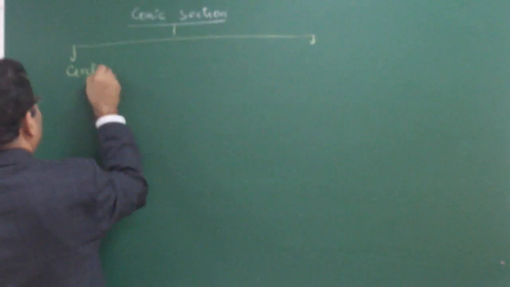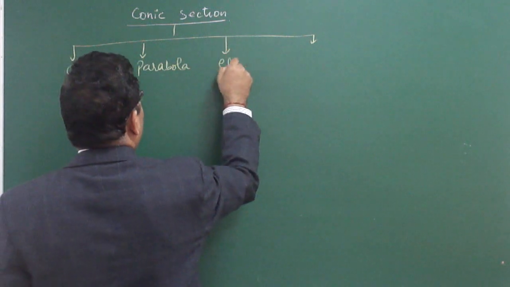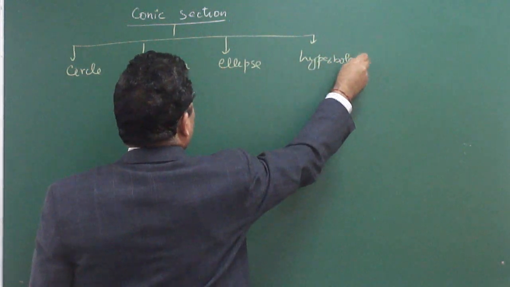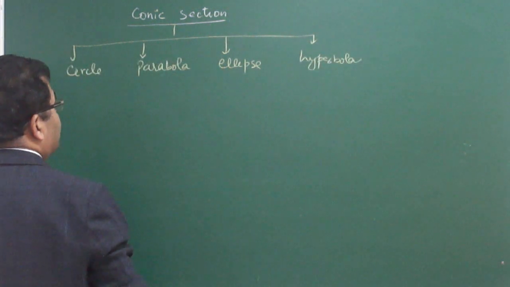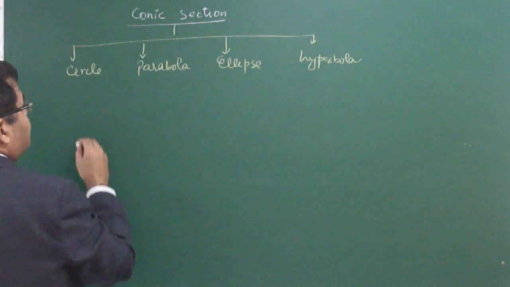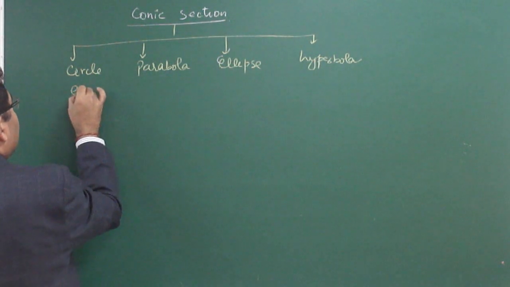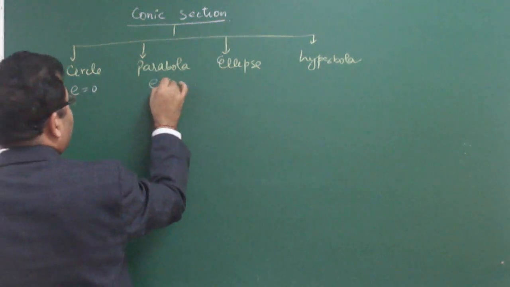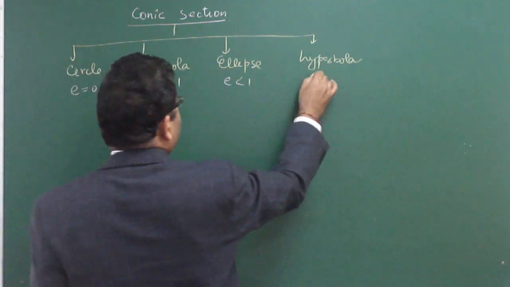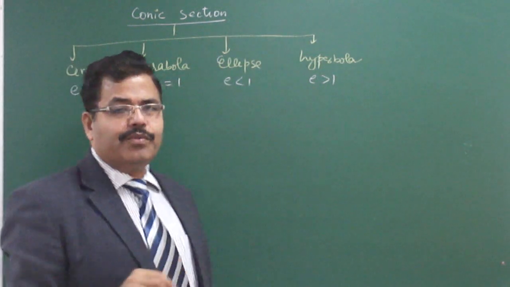Circle, parabola, ellipse and hyperbola. Hyperbola can have some more variety, but we will discuss all of them: parabola, ellipse, hyperbola and circle. Among these, one important thing I can discuss here is E. For the circle E is equal to 0, for the ellipse E is less than 1, for the parabola E is equal to 1, and for the hyperbola E is greater than 1. But what is this E and how can it be defined, that we need to understand.